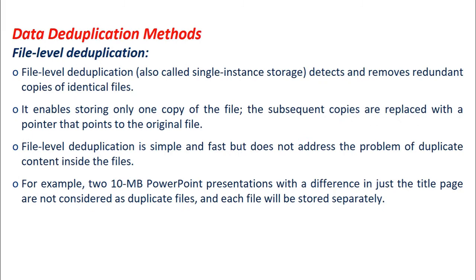Let us first see what we mean by file level deduplication. File level deduplication, also called single instance storage, detects and removes redundant copies of identical files. It enables storing only one copy of the file. The subsequent copies are replaced with a pointer that points to the original file. File level deduplication is simple and fast but does not address the problem of duplicate contents inside the files. For example, two 10 MB PowerPoint presentations with the difference in just the title page are not considered duplicate files and each file will be stored separately.